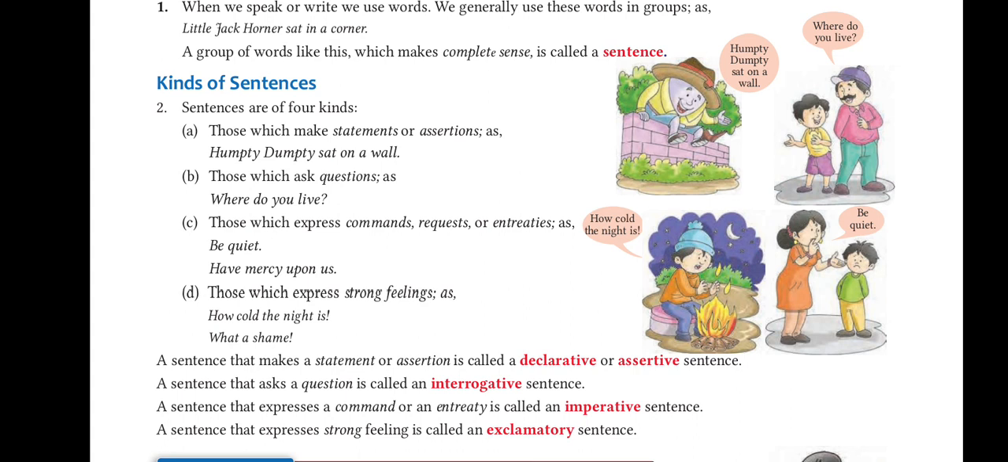First of all, what is a sentence? A sentence is a group of words which make a complete thought or complete sense. And there are mainly four types of sentence. First is the declarative or assertive sentence. The second is the interrogative sentence. The third is the imperative sentence. And last but not least is the exclamatory sentence.